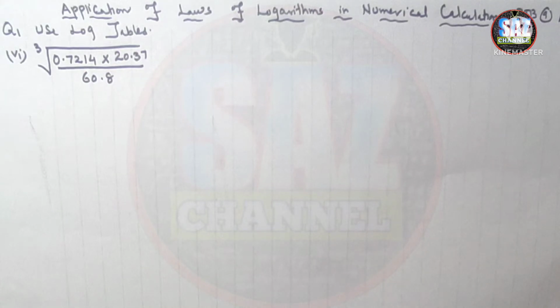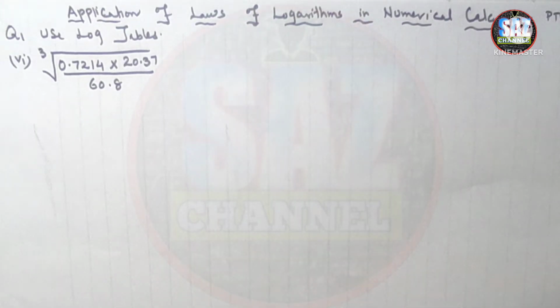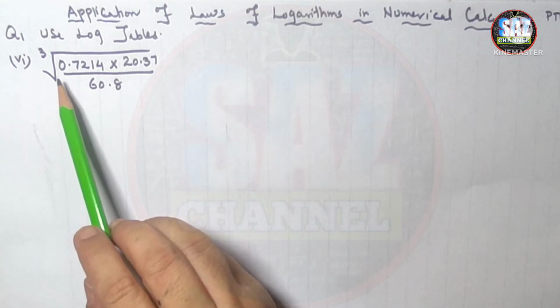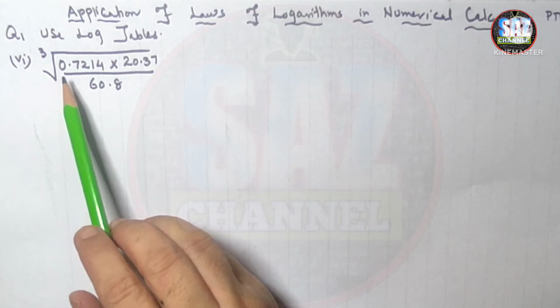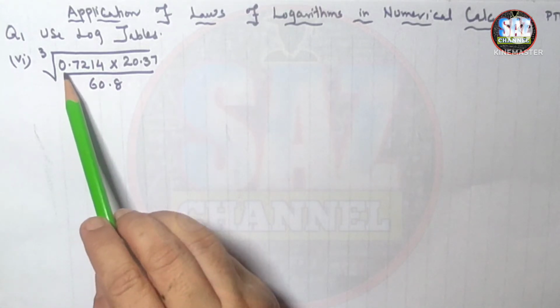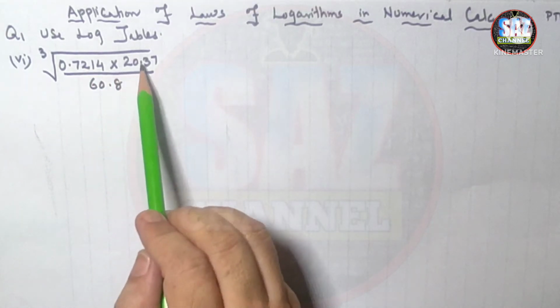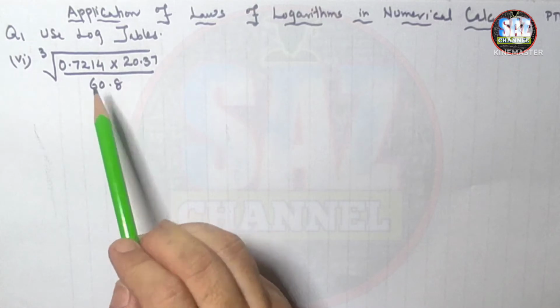So let's move to question number 1, and the part is 6. Let me confirm the data from the book. Question 1.6 says that we have to use log tables to find the value of the cubic root of 0.7214 multiplied by 20.37 upon 60.8.